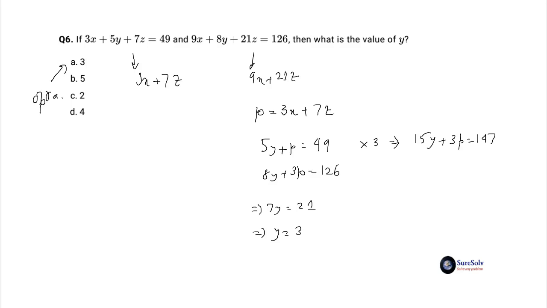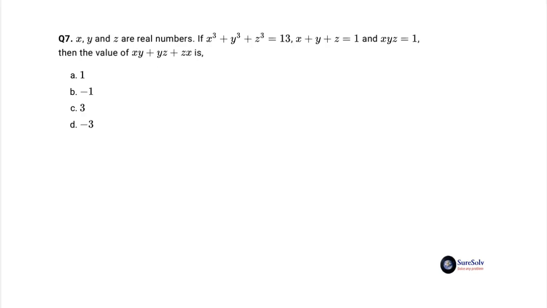With focused analysis, the problem could be quickly solved all in mind. Let's solve the next problem. Question 7 is, x, y and z are real numbers. If x cube plus y cube plus z cube equal to 13, x plus y plus z equal to 1 and xyz equal to 1, then the value of xy plus yz plus zx is option A 1, option B minus 1, option C 3 and option D minus 3.